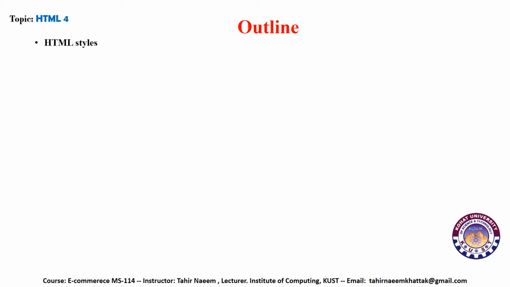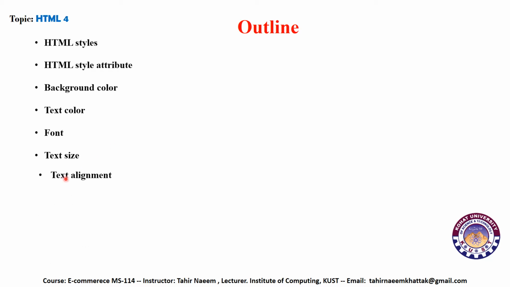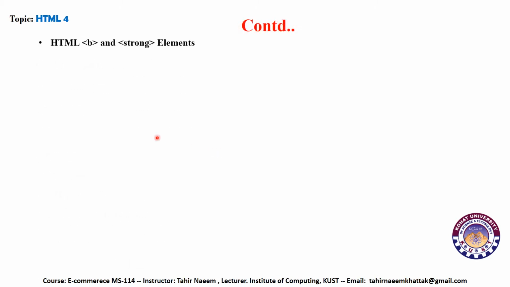Outline of our today's lecture. First of all, we will study HTML style, then HTML style attributes, then background color, then text color, then font, then text size, then text alignment, then HTML text formatting, then HTML formatting elements, then HTML B and strong elements.